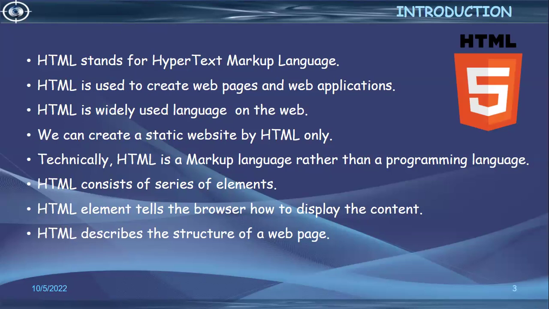Okay. So HTML is used to create web pages and web applications. HTML is a widely used language on the web. We can create a static website by using only HTML. Technically, HTML is a markup language rather than a programming language, as I said before. HTML consists of a series of elements. I'll come to that later. What exactly do elements mean? HTML elements tell the browser how to display the content. So HTML describes the structure of the web page. It gives the structure of the web page.